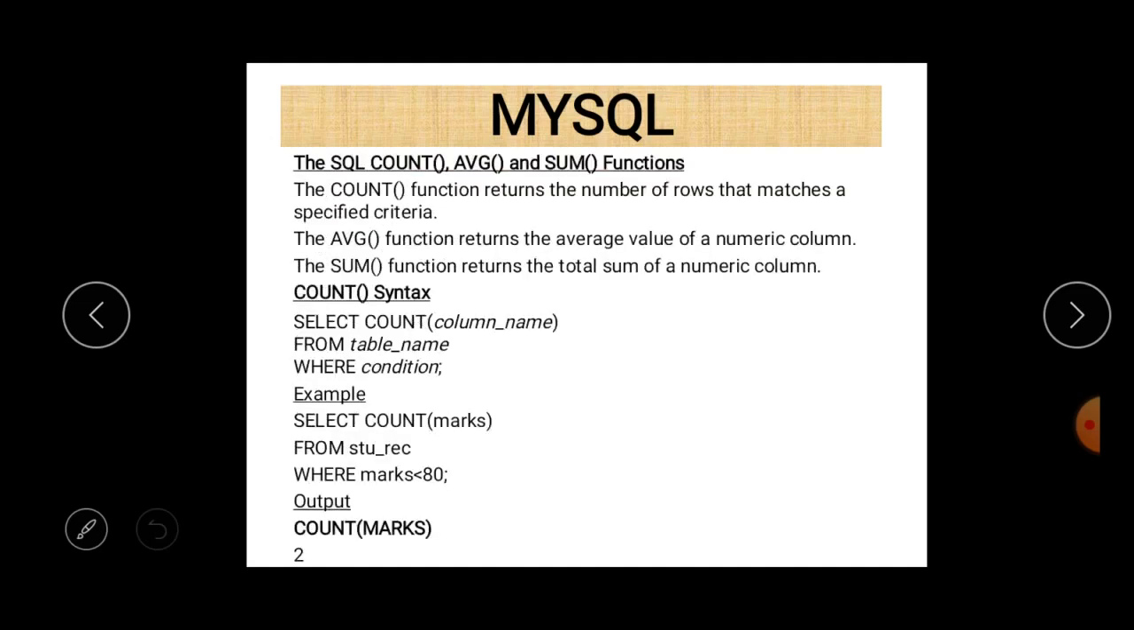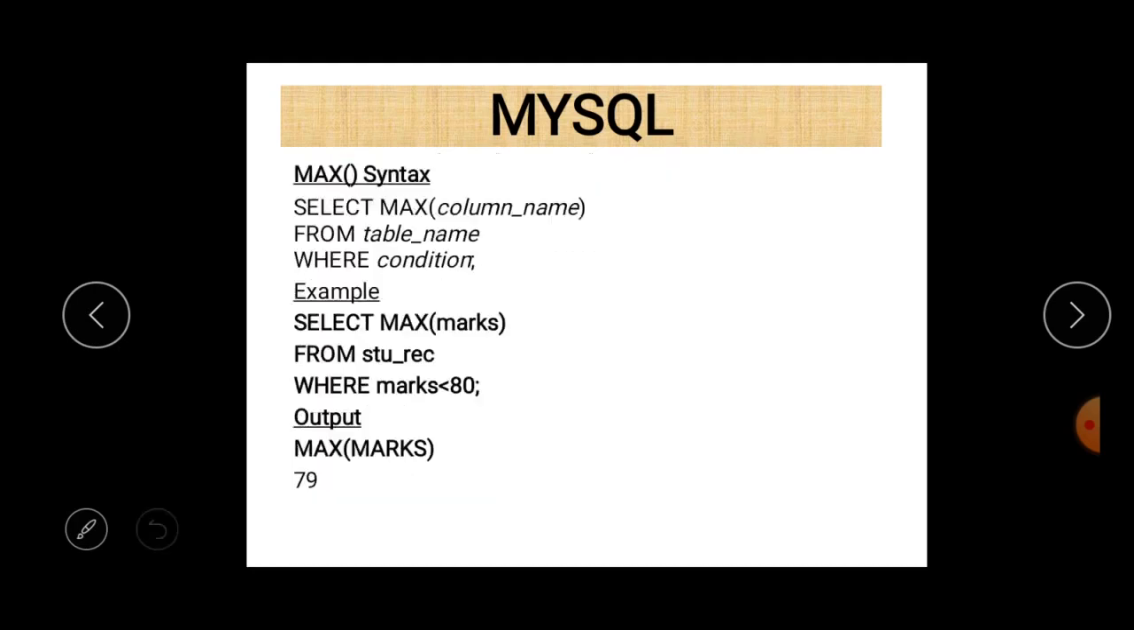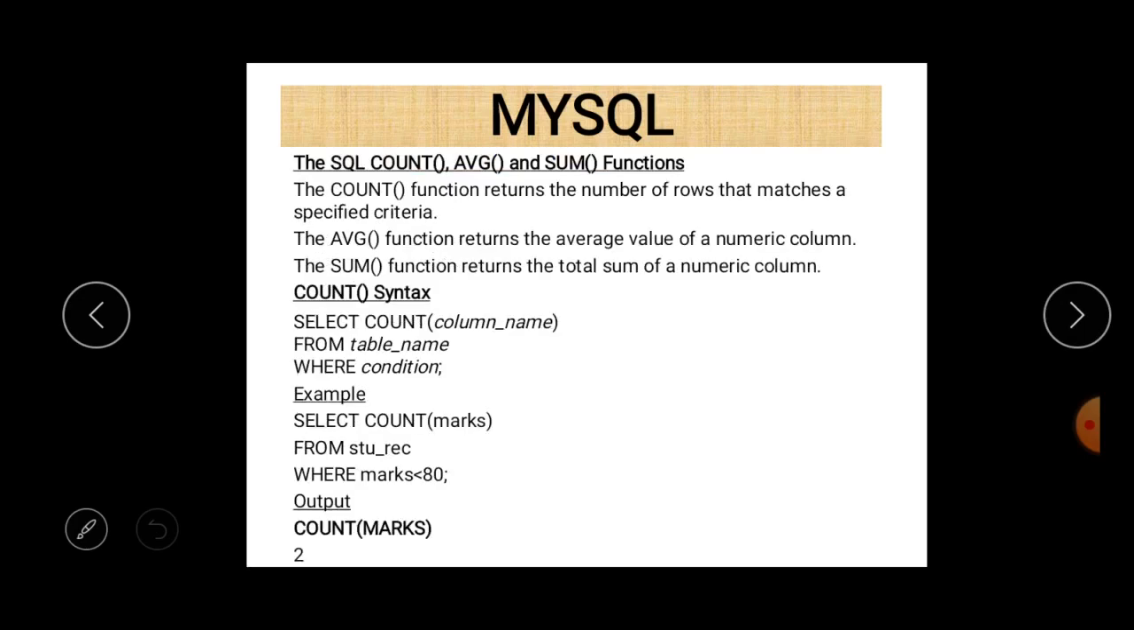Next are the SQL COUNT, AVG and SUM functions. These are also aggregate functions. The COUNT function returns the number of rows that match a specific criteria, or basically counts the number of rows. The AVG function basically finds out the average. The SUM function returns the total sum of the numeric column. The use is the same as that of maximum and minimum. So the SELECT statement is there.